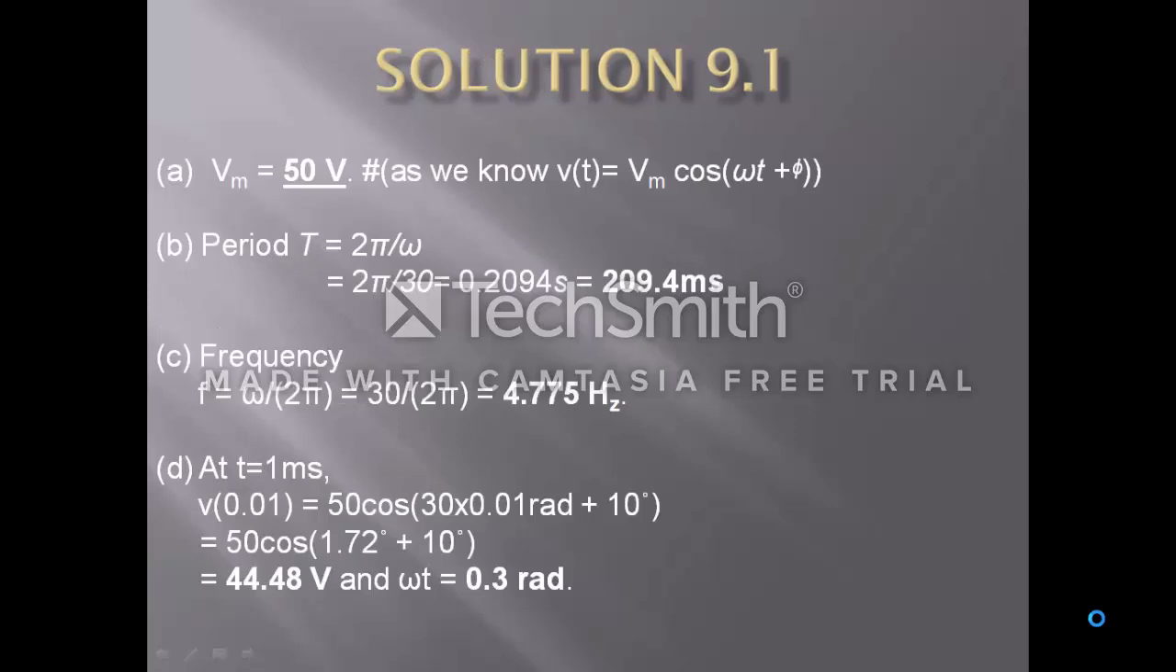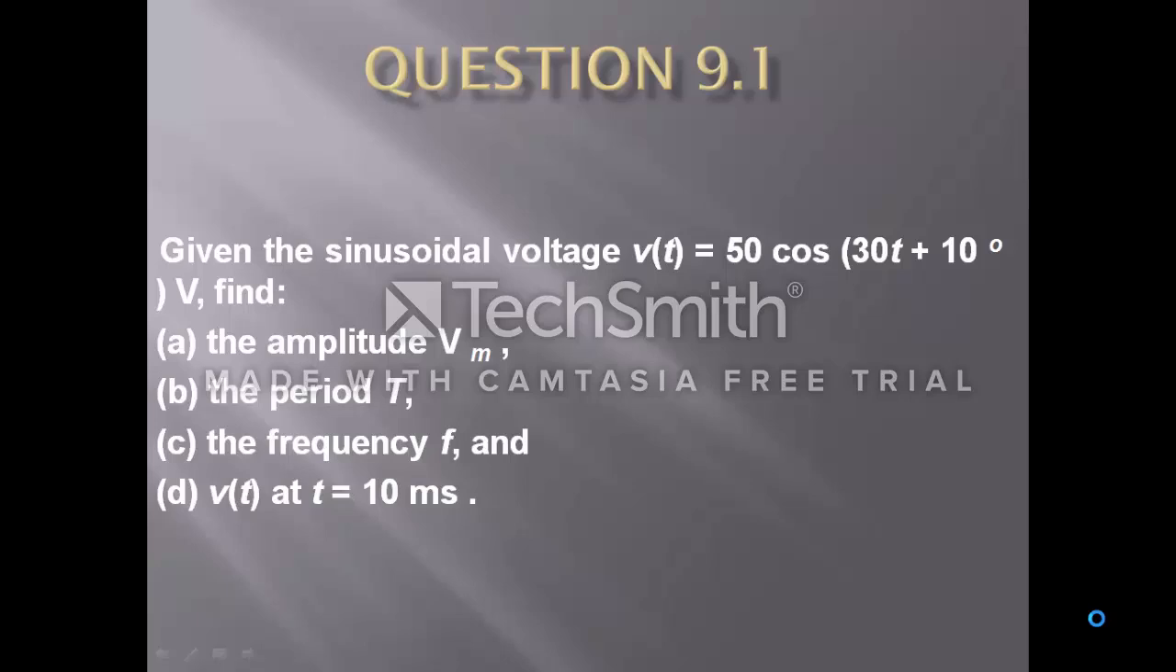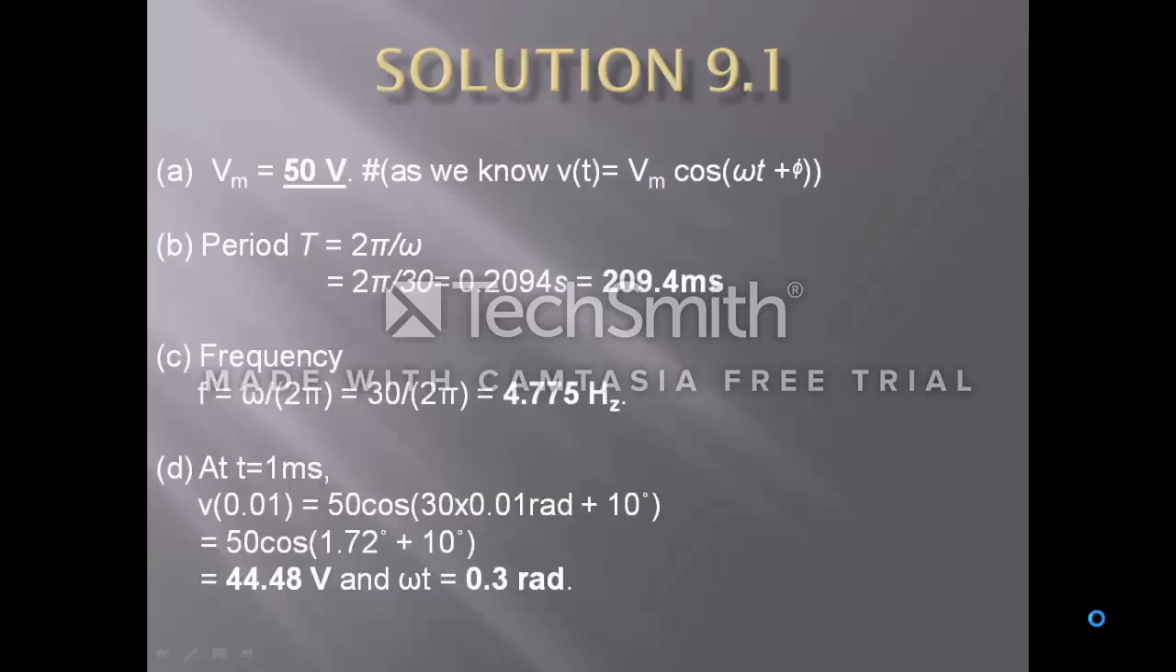Now for the time period, as we know that T is equal to 2 pi by omega, and omega over here is 30, as we can see in 50 cos(omega t), where omega is 30 in this question. So we'll put 30 in our expression T equal to 2 pi by omega, which will give us 0.2094 seconds or 209.4 milliseconds. For the frequency we have the formula f equal to omega by 2 pi. Putting omega as 30, we get 30 by 2 pi, which is equal to 4.775 hertz.